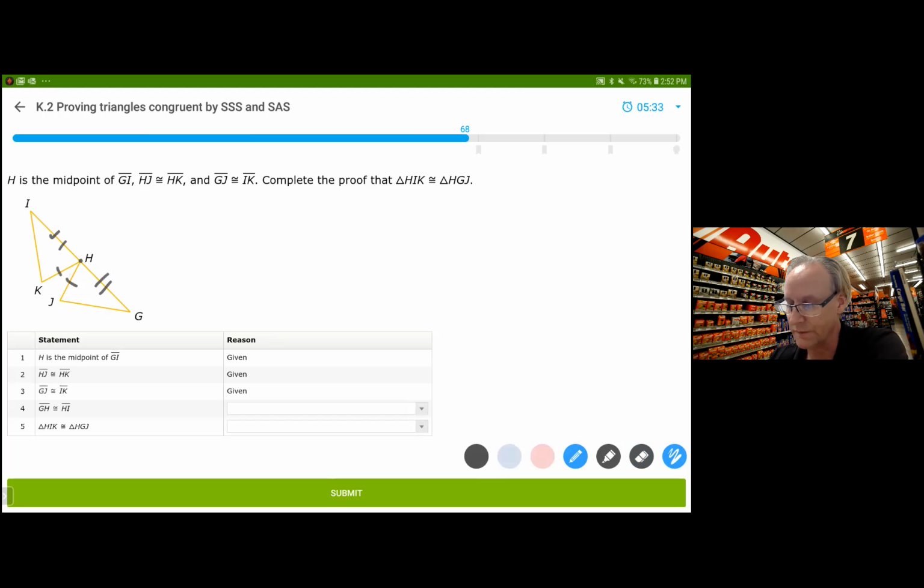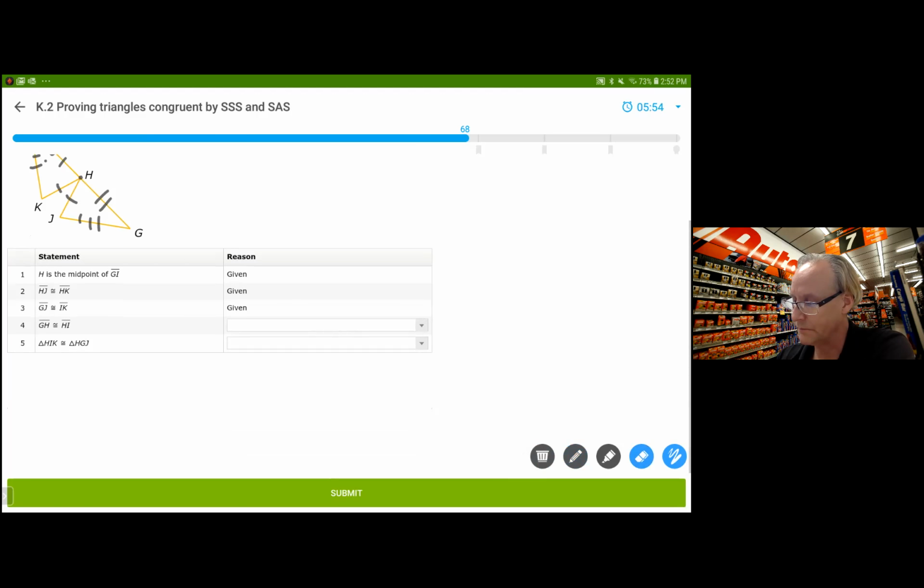We know that this one is congruent to that one, and this one, I'm going to use 3, I guess, for this guy. Those two are congruent, KI and GJ. And we have side, side, side. So this one is true by definition of midpoint. There it is. And we have side, side, side.